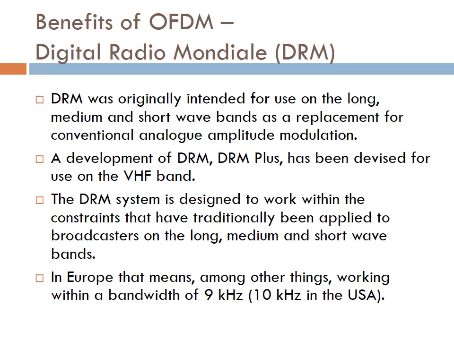DRM was originally intended for use on the long, medium, and short wave bands as a replacement for conventional analog modulation. A development, DRM Plus, has been devised for use on the VHF band. The DRM system is designed to work within the constraints that have traditionally been applied to broadcasters on the long, medium, and short wave bands. In Europe, that means, among other things, working within a band of 9 kHz, 10 kHz in the USA.